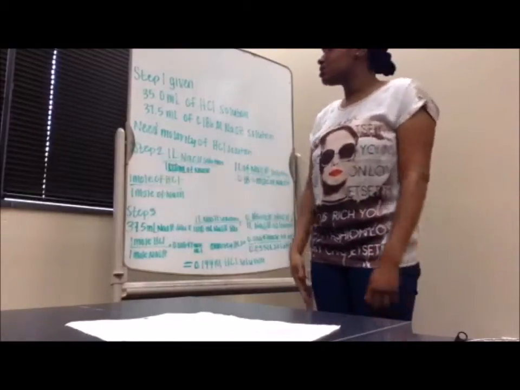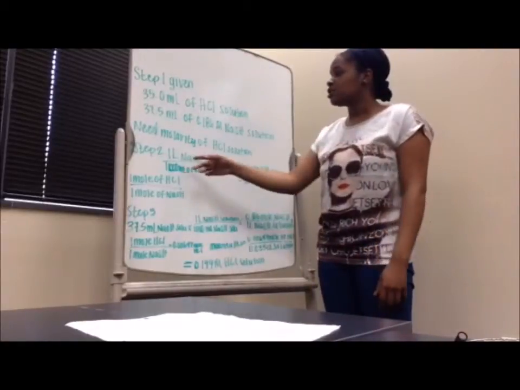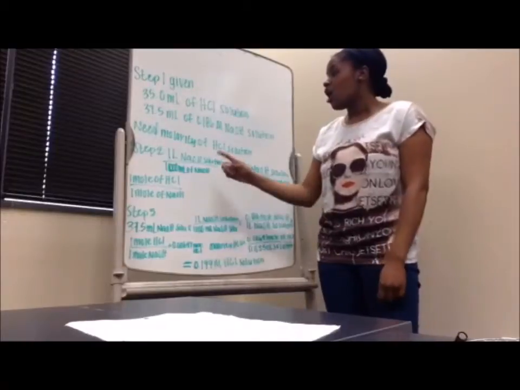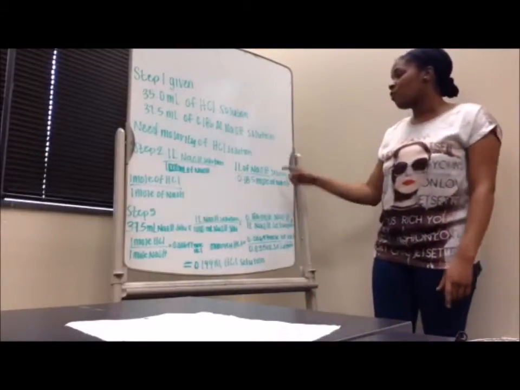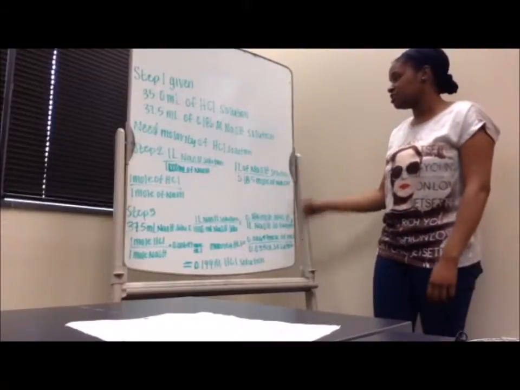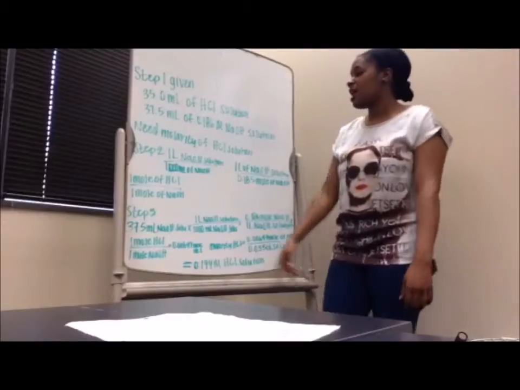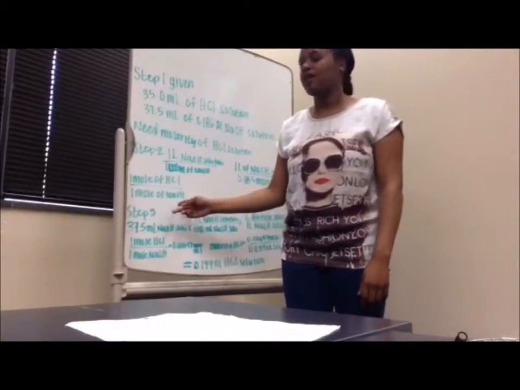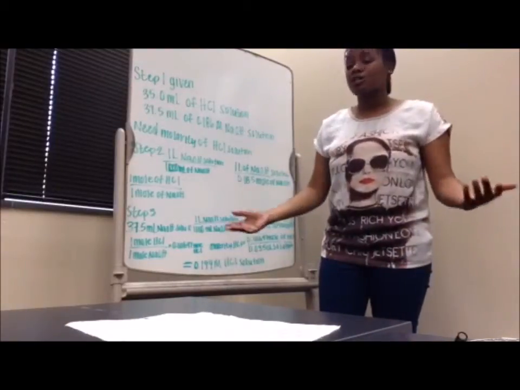Next you will start off with step 2, which is your conversion section. Your conversion is 1 liter of NaOH solution over 1,000 milliliters of NaOH. Then you have 1 liter of NaOH solution over 0.85 moles of NaOH. Then you would have 1 mole of HCl over 1 mole of NaOH. Then step 3, you put everything all together.